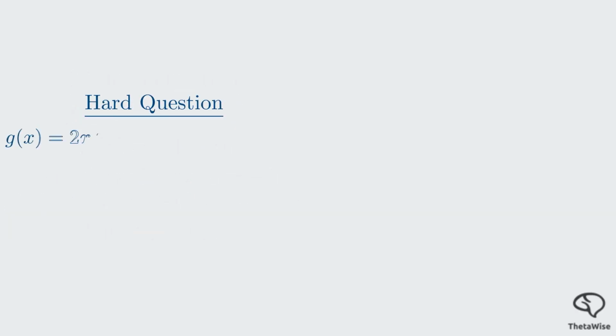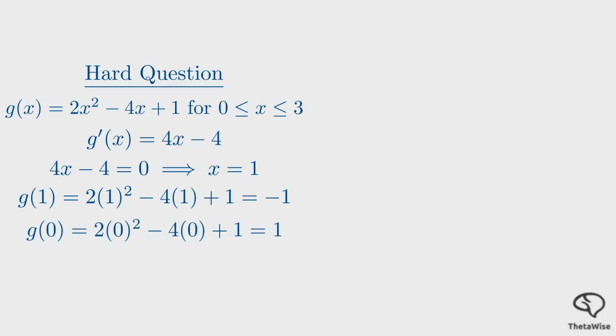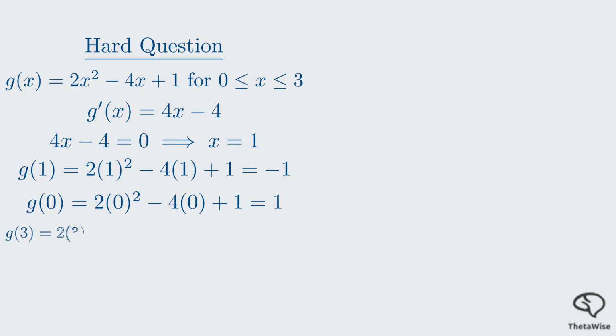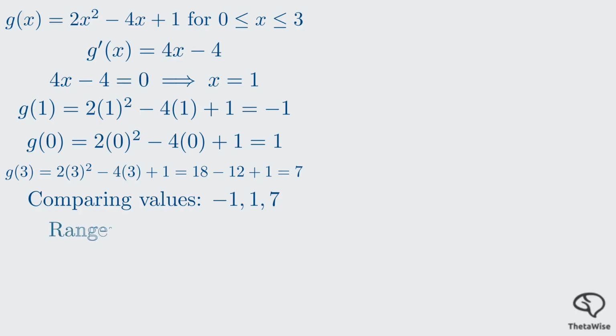Finally, for the hard question, g of x equals 2x squared minus 4x plus 1 on the domain 0 to 3. The stationary point is at x equals 1, which is within our domain. We calculate the function value at the vertex. Now we check the endpoints. g of 0 equals 1, and g of 3 equals 18 minus 12 plus 1, which is 7. The lowest value is negative 1, and the highest is 7. The range is negative 1 is less than or equal to g of x, which is less than or equal to 7.